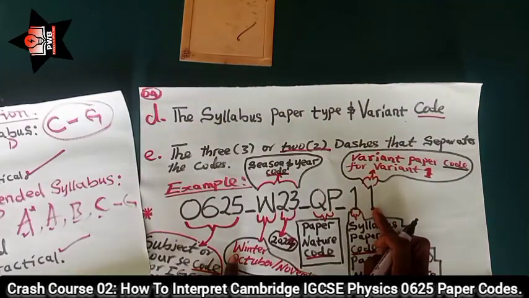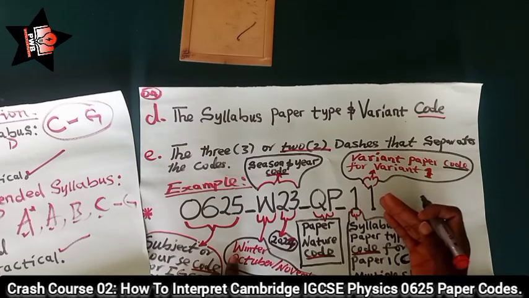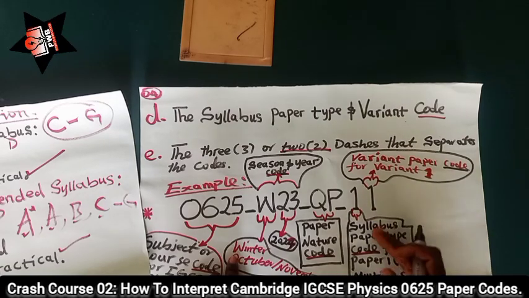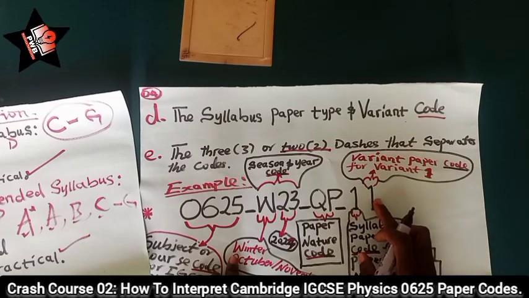The next one is the variant. You have variant 1, variant 2, variant 3. So for this one, it is variant 1.